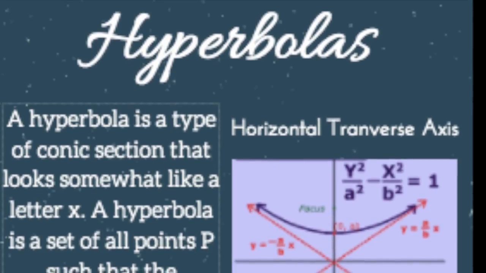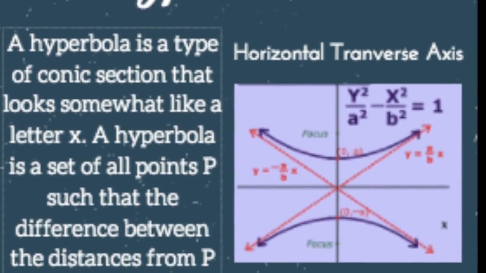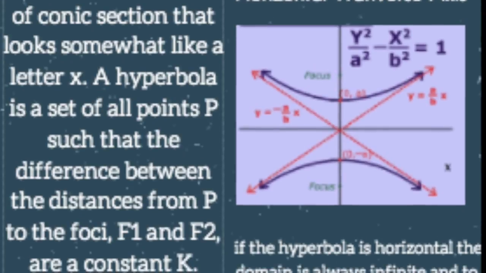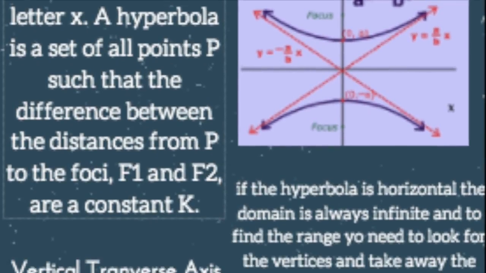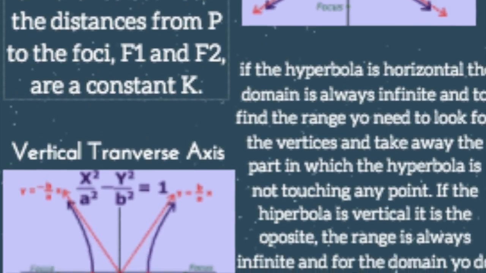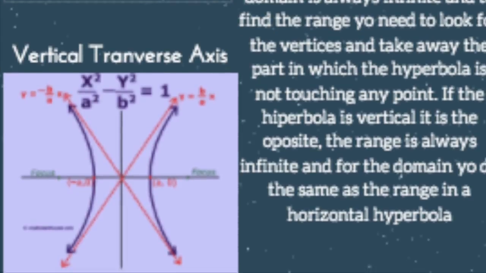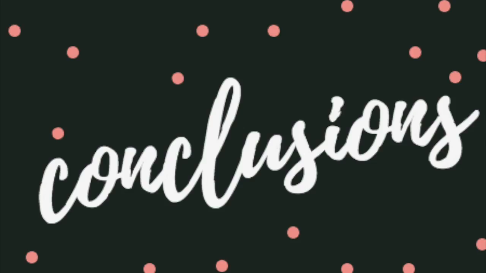If the hyperbola is horizontal, the domain is always infinite, and to find the range, you need to look for the vertices and take away the part in which the hyperbola is not touching any point. If the hyperbola is vertical, it is the opposite. The range is always infinite, and for the domain, you do the same as the range in a horizontal hyperbola.